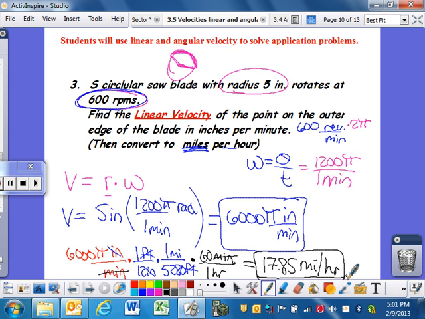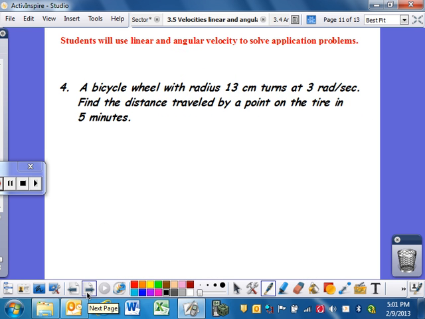Okay? So that's how fast a circular blade is moving. If it goes 600 revolutions per minute and the radius is 5 inches long, it's actually traveling 17.85 miles an hour if you let that thing just roll down the street. Okay? So that is linear velocity. So let's look at one more.